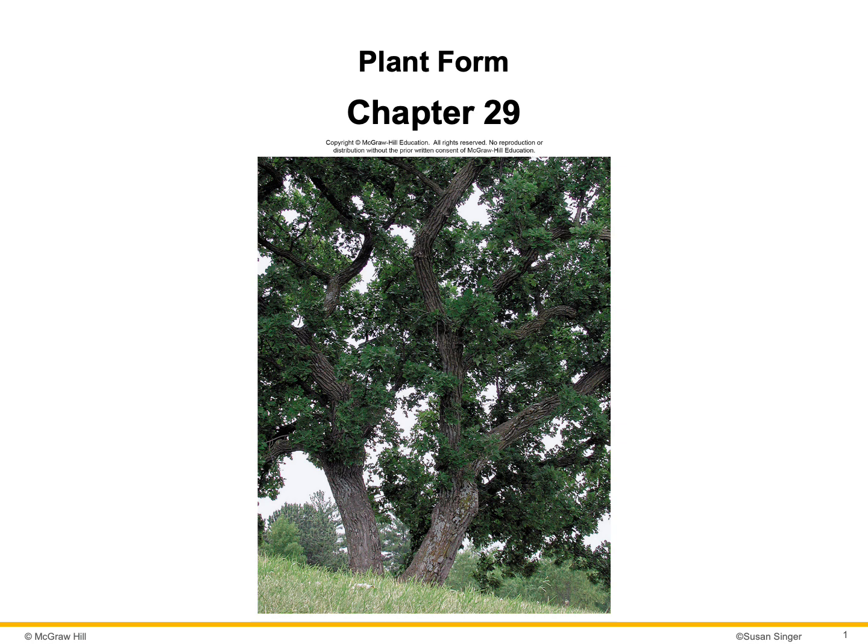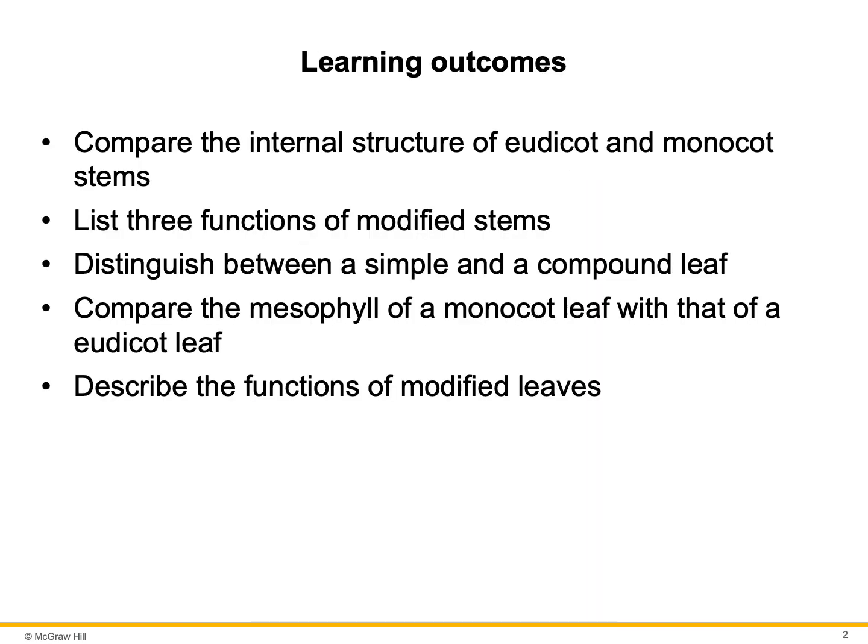Today we are going to learn about stems and leaves. At the end of this lecture, you should be able to compare the internal structure of eudicot and monocot stems, list 3 functions of modified stems, distinguish between a simple and a compound leaf, compare the mesophyll of a monocot leaf with that of a eudicot leaf, and describe the functions of modified leaves.